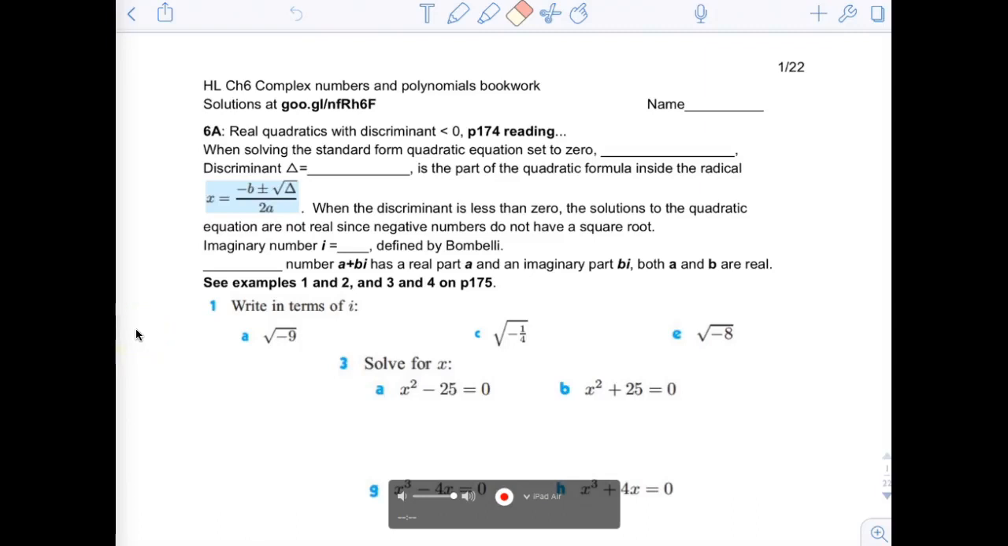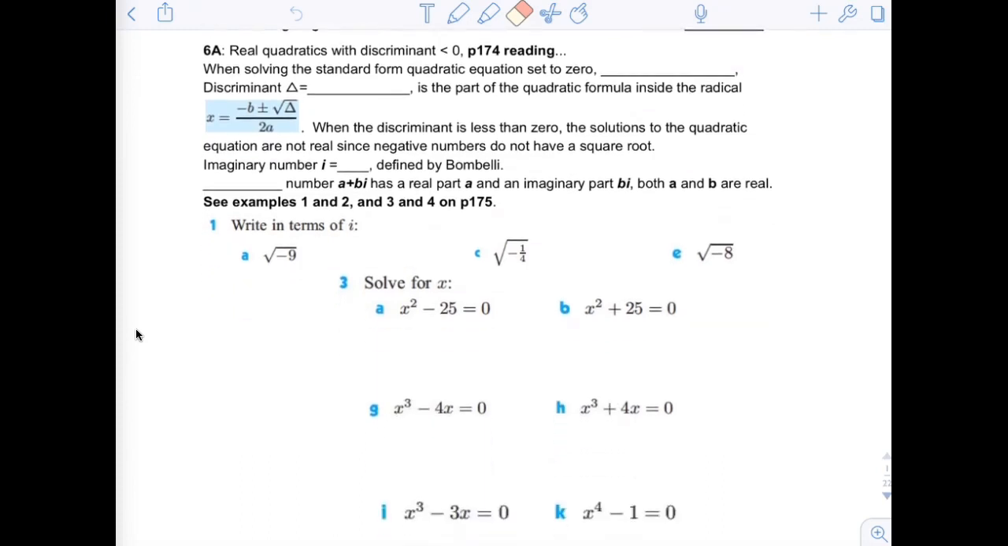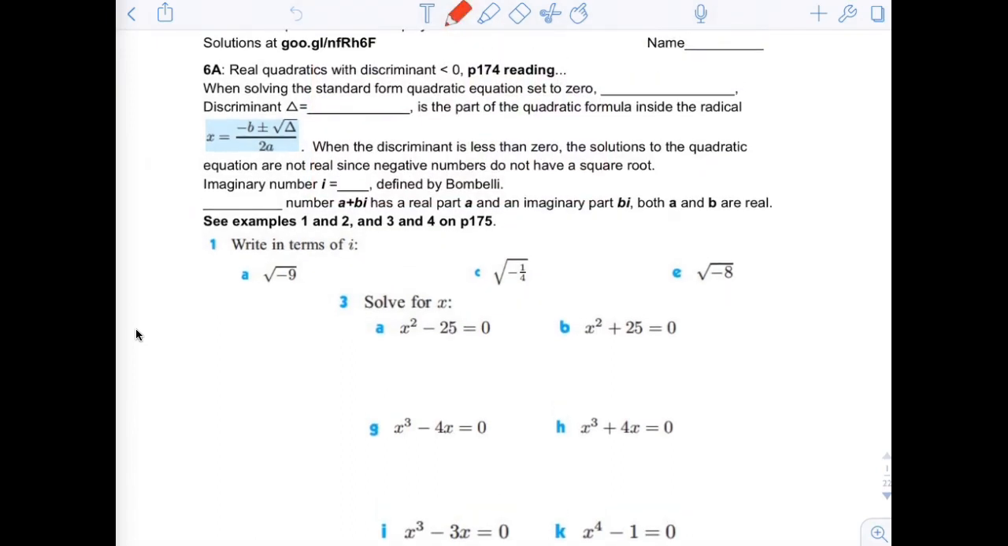This is chapter 6 of HL, complex numbers and polynomials. 6a, we're going to talk first about what happens when you have a result in the quadratic formula when the inside of the radical is negative and you don't have a real solution.